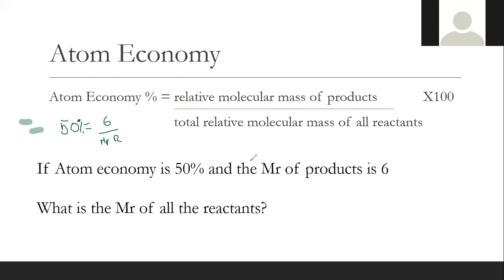So our Mr of all our reactants would be 12 grams per mole. And obviously, if our atom economy is 50% and our product is 6, we just need to double the 6, because we know originally all our reactants had double the amount because it's been halved. So our Mr would be 12 grams per mole.